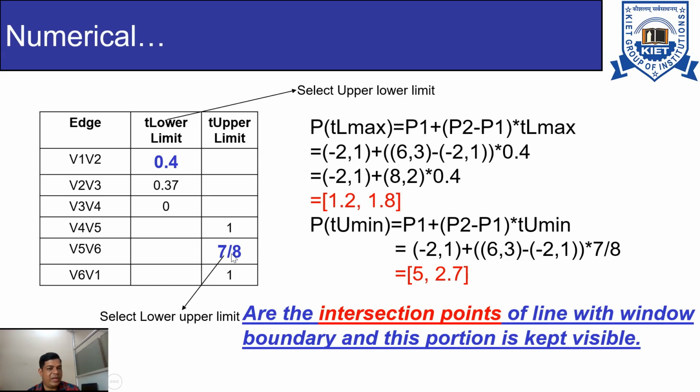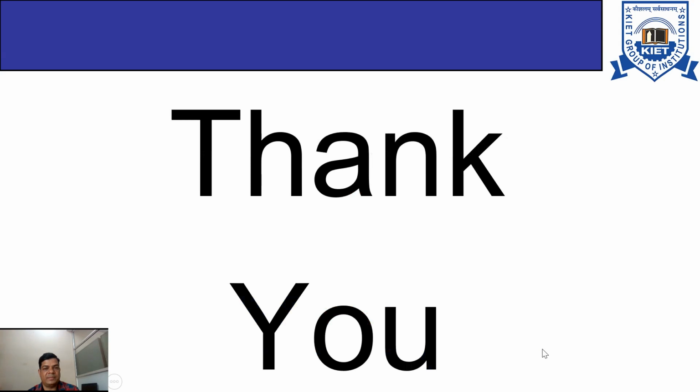Now we substitute these values in the parametric equation to get the intersection points. Initially I substitute the lower limit value, 0.4, and I get the point (1.2, 1.8), and while substituting the upper limit value I get (5, 2.7). So these two are the intersection points of the line with the window boundary, and this portion is kept visible while the rest of the portion is kept invisible.